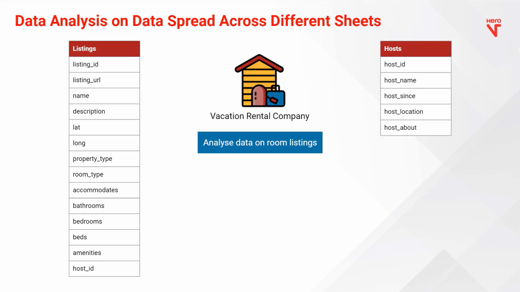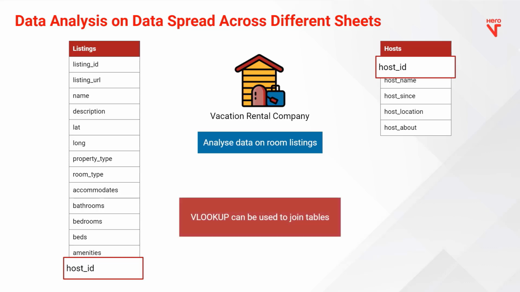As you can see, there is a column host ID in this sheet and a column host ID in this sheet, which are common in both the sheets. We can use this column to do the join, but how will we do this using Excel? We can use our good old friend VLOOKUP to do that.